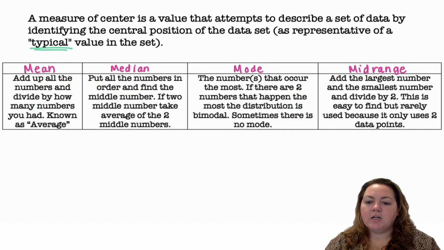And then mid-range, you add the largest number and the smallest number and divide by 2. This is easy to find, but rarely used because it only uses 2 data points.